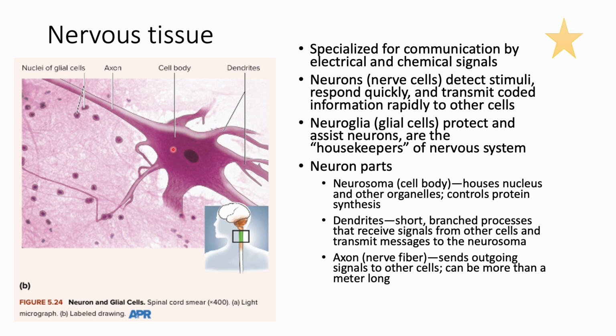When you see a neuron or a nerve cell, you will see a cell body, also called the neurosoma. It houses the nucleus and other organelles. Radiating from the soma, you have these dendrites, these short branching processes. They receive signals, and you'll find a large process called the axon. It sends outgoing signals to other cells. All right, this is nervous tissue.